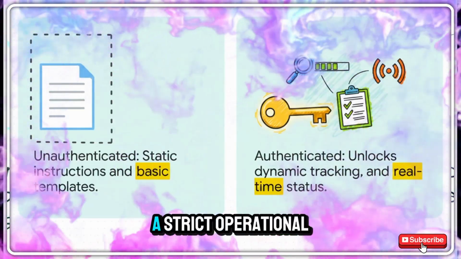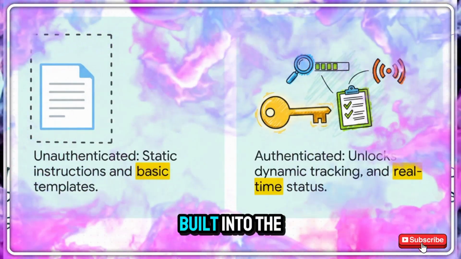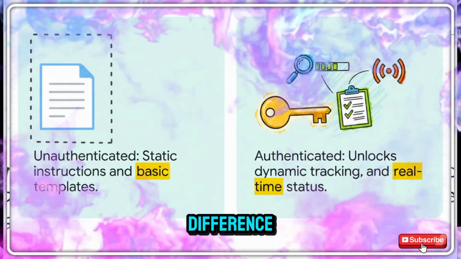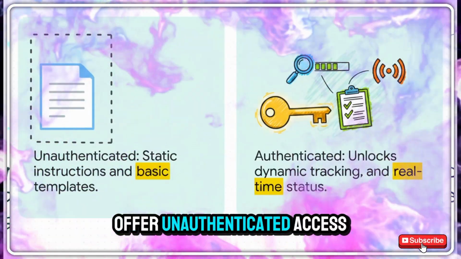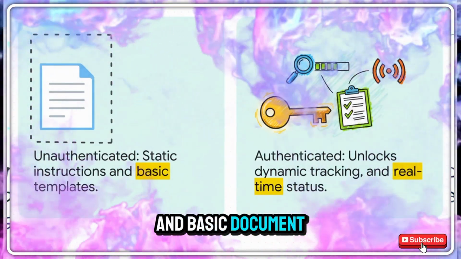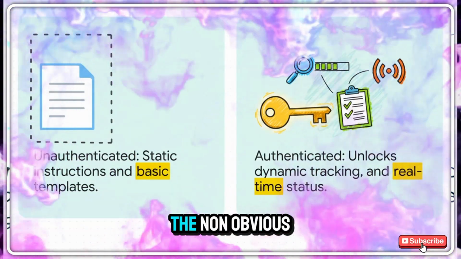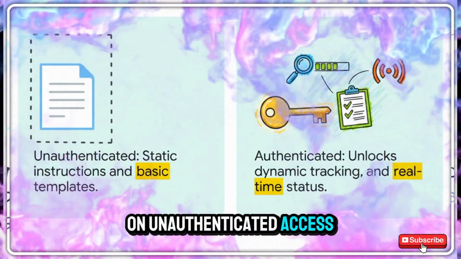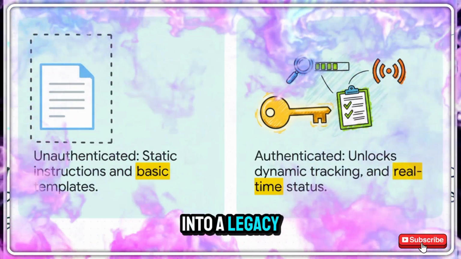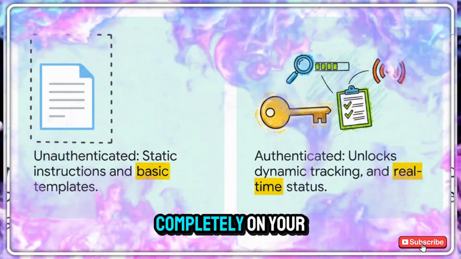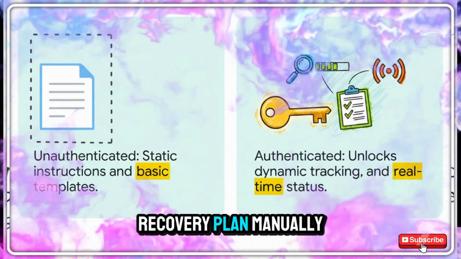Now, there is a strict operational divide built into the system regarding user engagement, and it's essential to understand the difference. The system does offer unauthenticated access, which generates static recovery instructions and basic document templates. But here is the non-obvious detail you need to know. Relying on unauthenticated access is essentially falling into a legacy trap. It provides a read-only experience that leaves you completely on your own to execute the recovery plan manually.